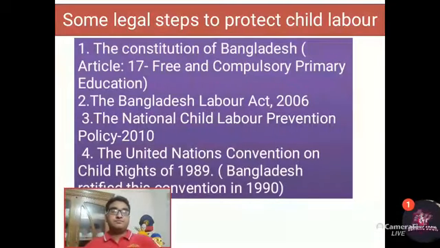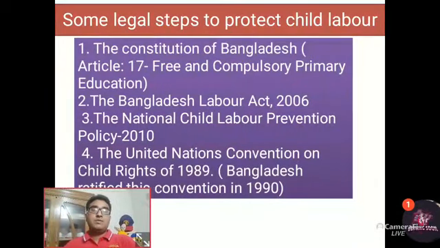And number four, the United Nations Convention of 1989. And the United Nations, I think you know, it had the first convention on child rights in 1989, and Bangladesh ratified this convention in 1990. That means here ratified means recognize or accept this law. Okay, thank you very much.